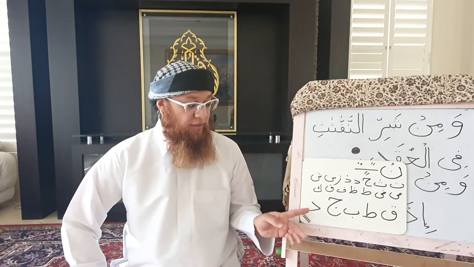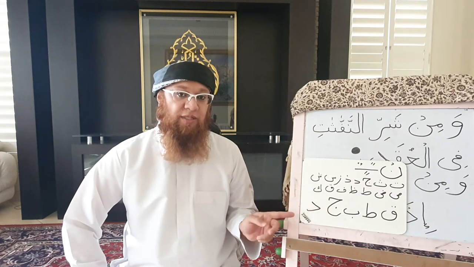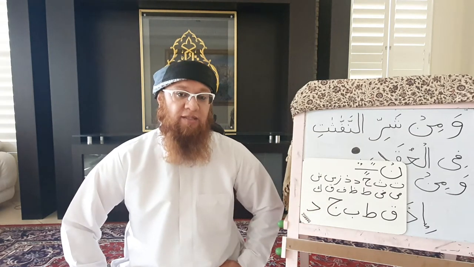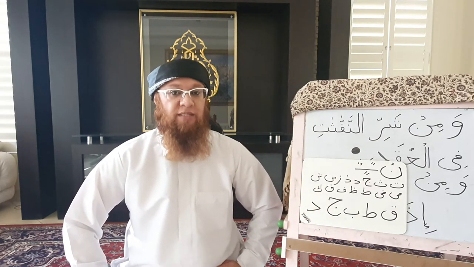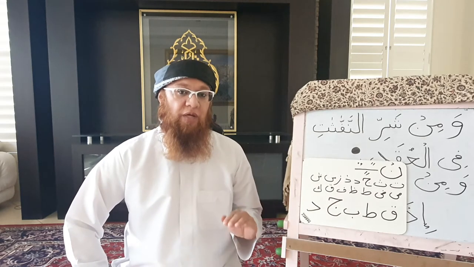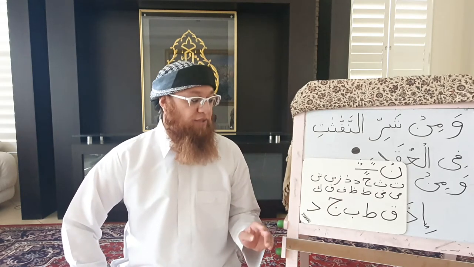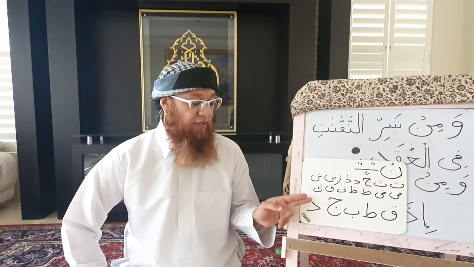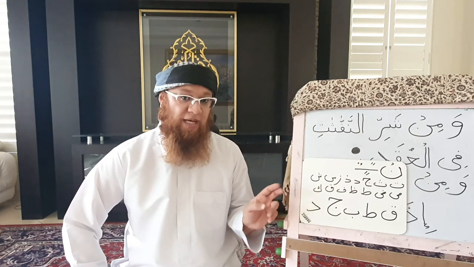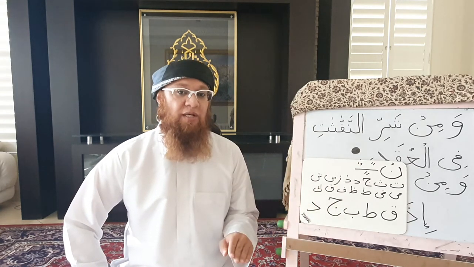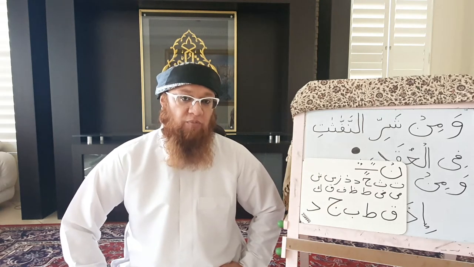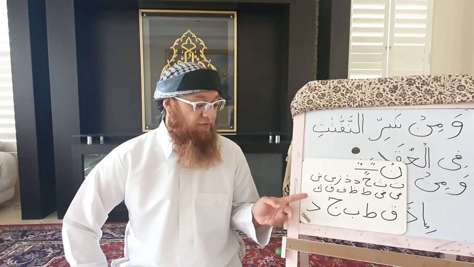Now, if there is a sakin, a jazm on it, it will be read with qalqala, and there are three different stages of qalqala. One is if the letter is found in the middle of the word, it will be the least form. Thereafter, if the sukoon is found on any of these letters at the end of a word, it will be slightly higher. And the greatest form or the highest form of qalqala will be where any of these five letters are found with a tashdeed on it at the end of a word.